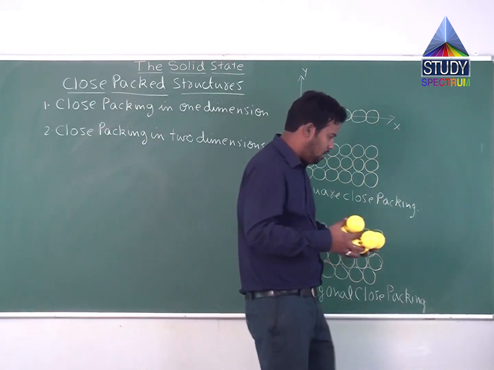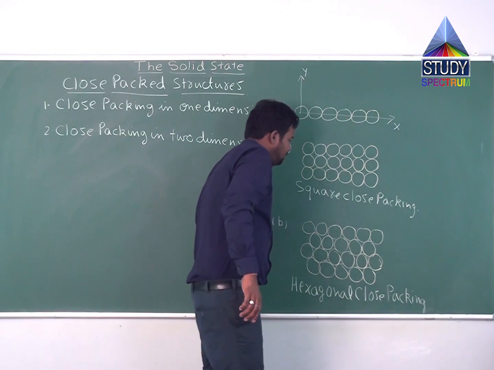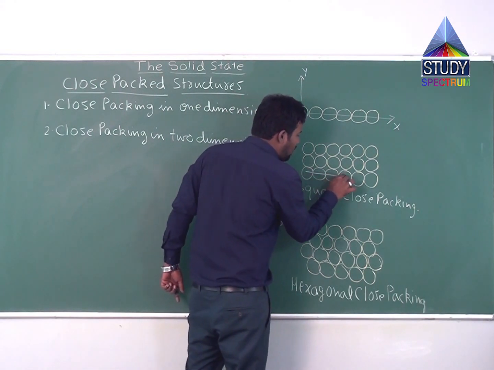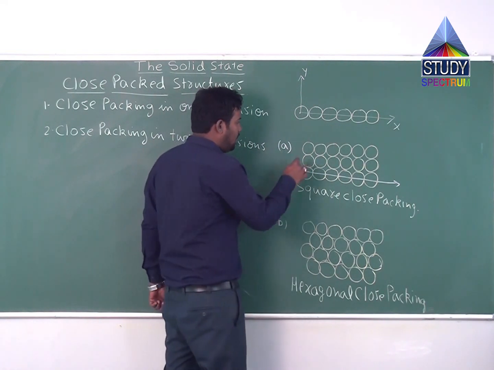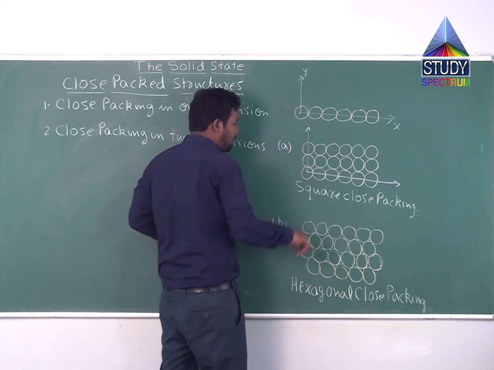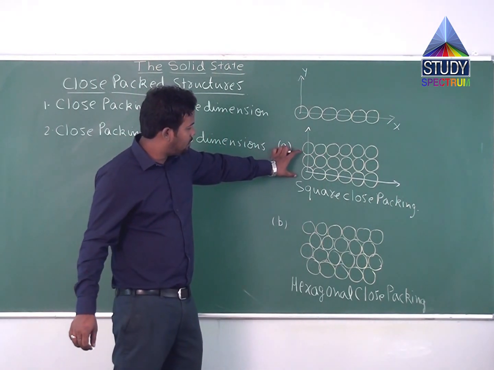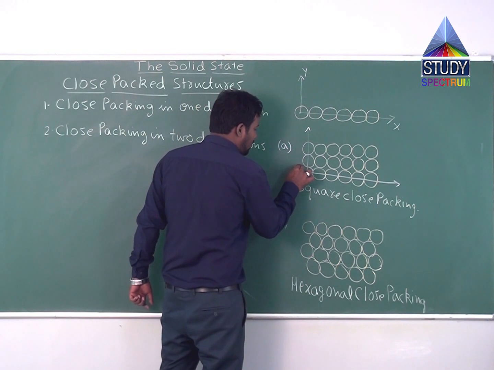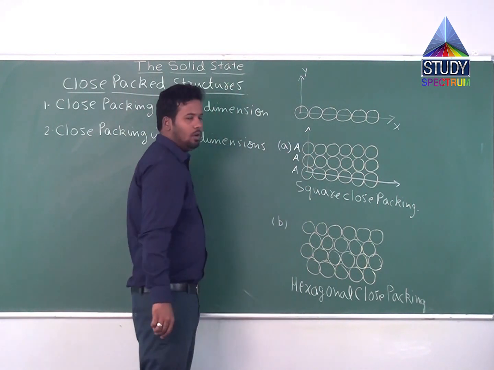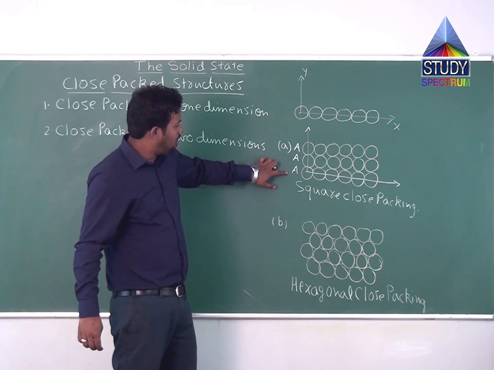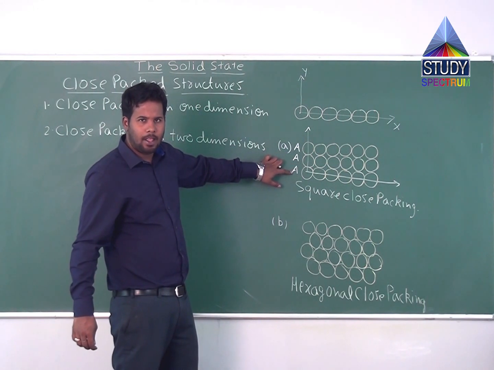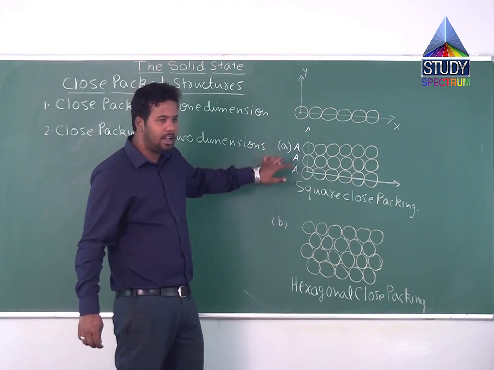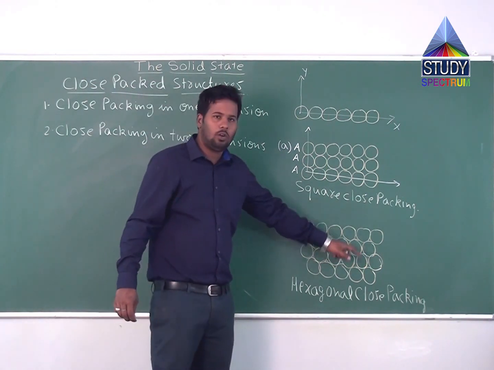Okay, now let us understand that if I join the centers of atoms of the first layer in such fashion and this becomes the y-axis, then you can say that this sort of packing is two-dimensional. If I mark the arrangement as A, why A? This is because the centers of atoms of each layer are exactly above the centers of atoms of the layer below. Such a type of arrangement is also called AA type of arrangement or square close packing arrangement.